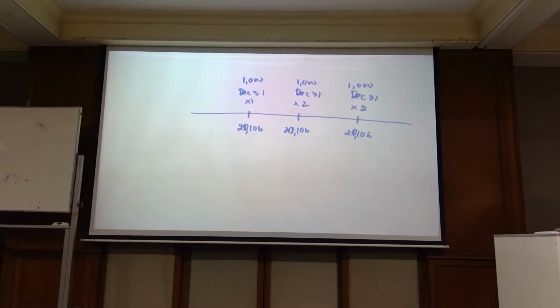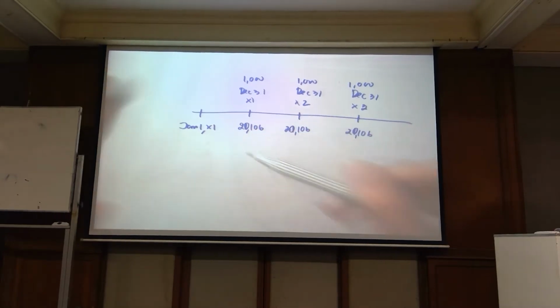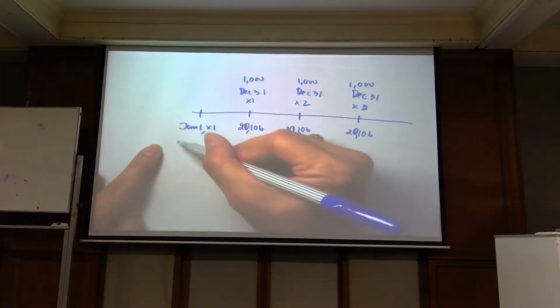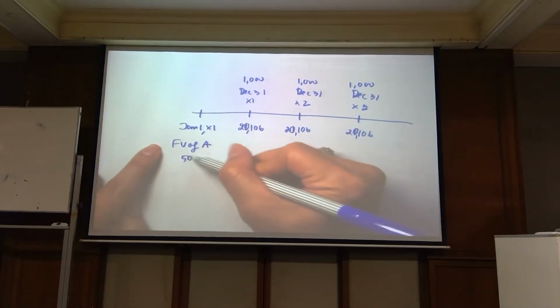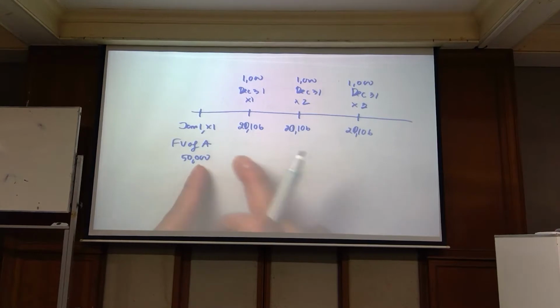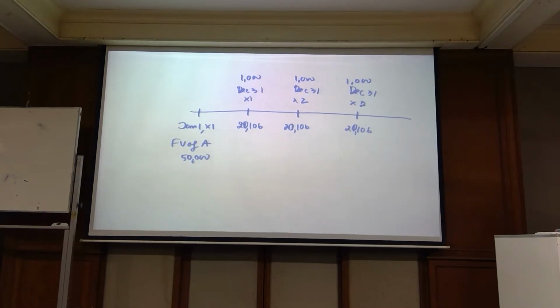If we get the picture like this, we are on January 1st of year 1. Basically, the fair value of the asset here is 50,000. Useful life is also 3 years. Salvage value is 0. The borrowing rate is 12%. The interest rate implied in the lease contract is 10%, so the contract rate is 10%.